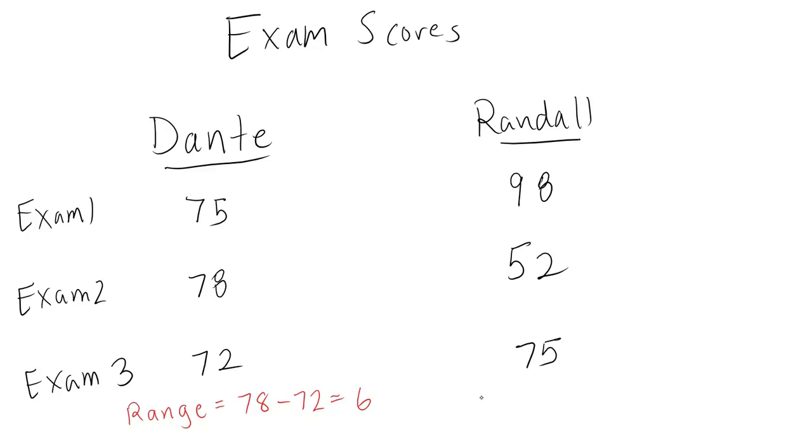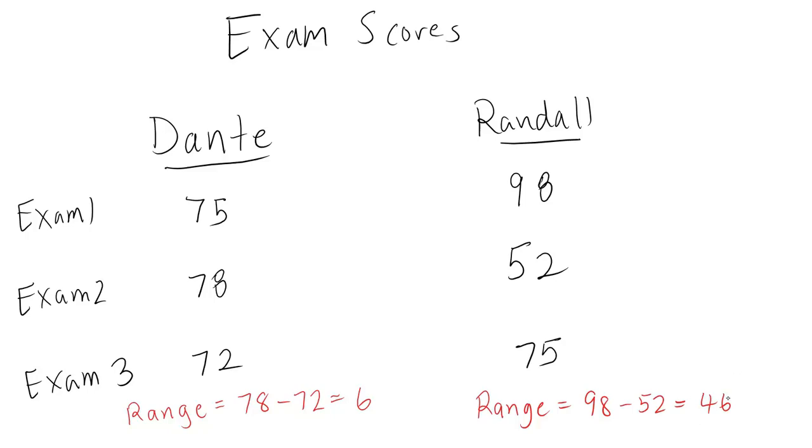Let's do the same thing for Randall. Randall's largest exam score was 98, and his smallest exam score was 52. To find the range, we actually subtract those, and we get a value of 46. You can see that Randall's range is much larger than Dante's range, indicating that Randall's data is more spread out.